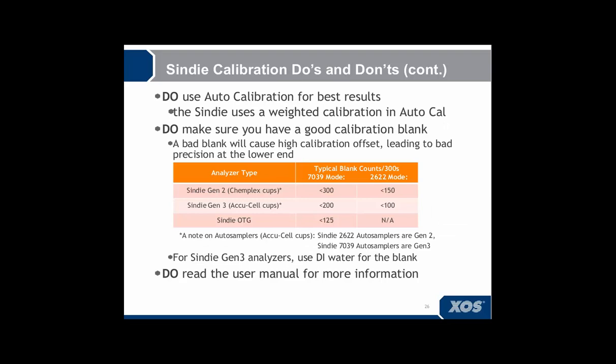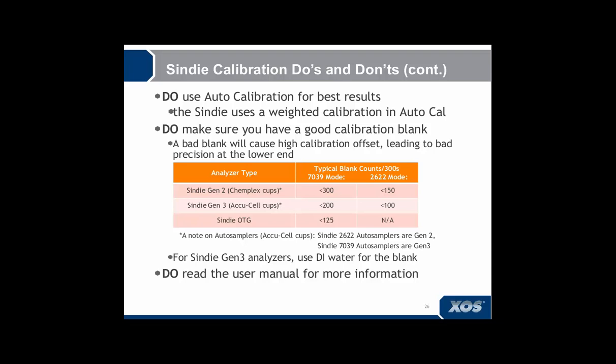Do use auto calibration for best results. Auto calibration uses a weighted calibration. It does all the calculations for you. And one thing that's very important is do make sure you have a good calibration blank. If you have a bad blank, you'll have a high calibration offset or intercept, which will lead to bad precision at the lower end.